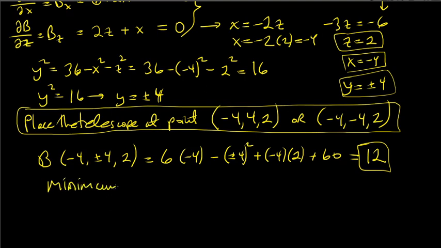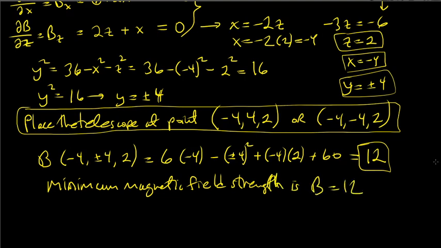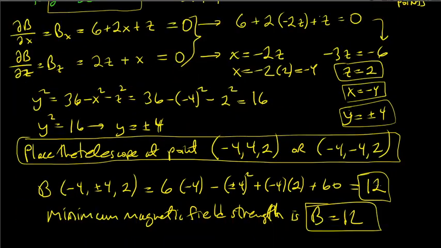Okay. So you place the telescope at either of these locations on the planet, and the minimum magnetic field strength, again, the direction we don't know, but the minimum magnetic field strength is B equal to 12. We didn't give units here, right? So it could be 12 Tesla. That would be a very strong field, at least relative to Earth's magnetic field, which I don't think is anywhere near that strong, at least where we are. Or 12 Gauss. Whatever the units are. I didn't give units, so it doesn't matter. That's for a physics course.